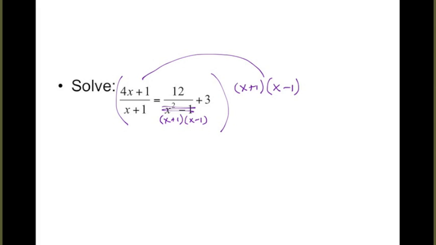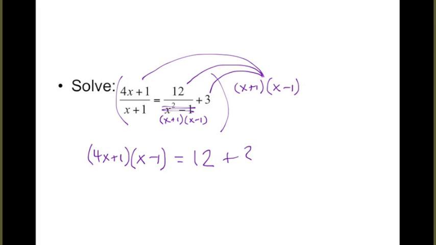So when we multiply that first fraction, the x plus 1s would cancel. We're still going to have the top and the x minus 1. When I multiply that next fraction, the whole bottom cancels, leaves just the 12. And don't forget to multiply whole numbers. Even though it's not a fraction, it still needs to be multiplied, just nothing gets to cancel. So I'm going to have the 3 times the x plus 1 times the x minus 1.